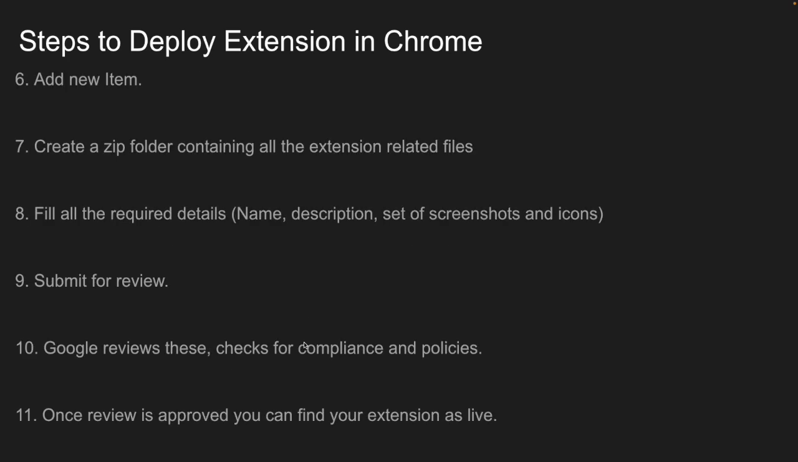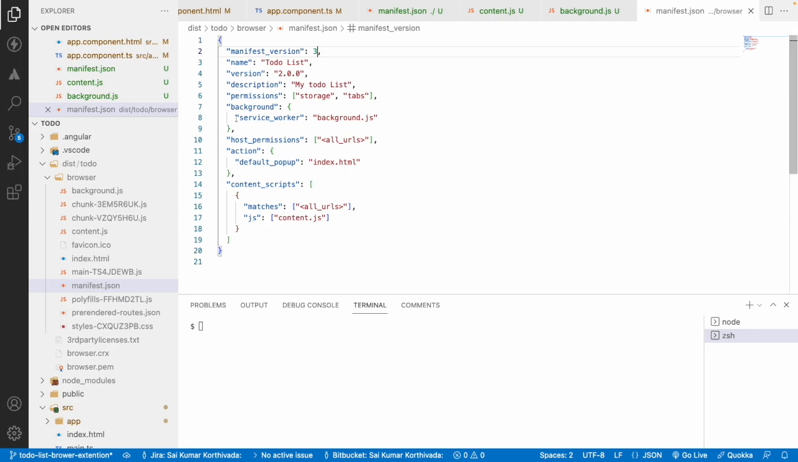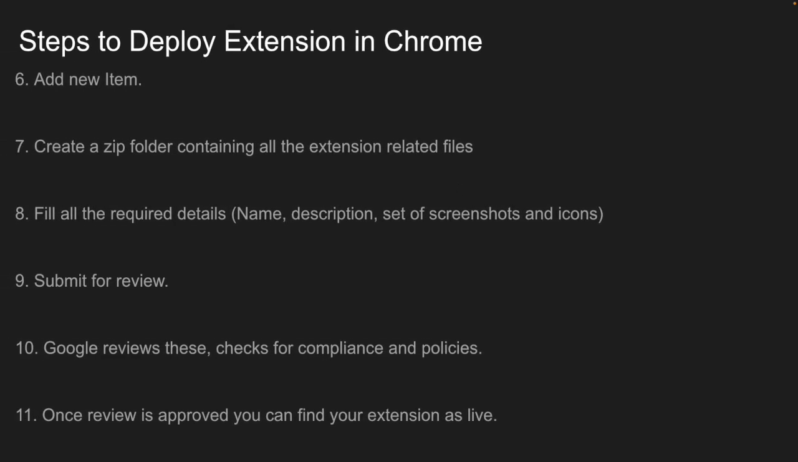Now there will be an option called add new item. You have to pick the new item, and the whole build folder we are using here will become a zip file, excluding the PEM file. We should not keep any PEM file in that folder. That folder should be zipped, and we upload it to the Chrome extensions. Then it will ask you to fill in some fields like name and description, and if you want, you can also provide screenshots and icons.